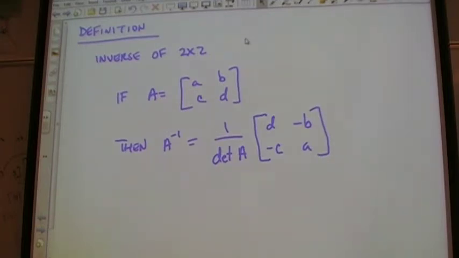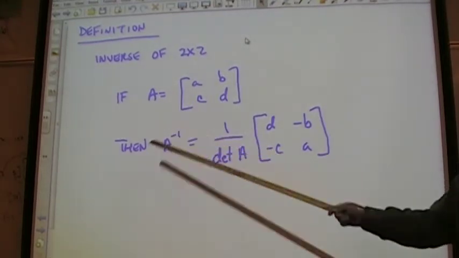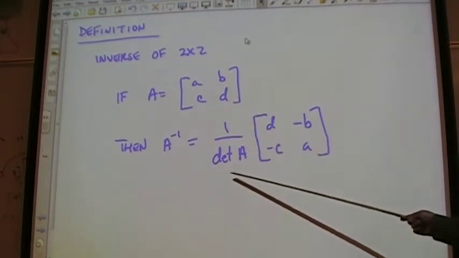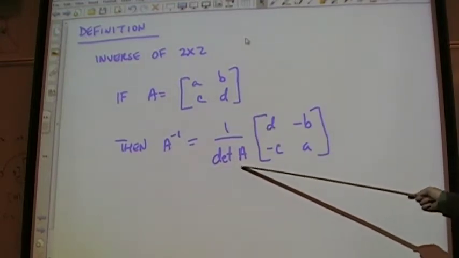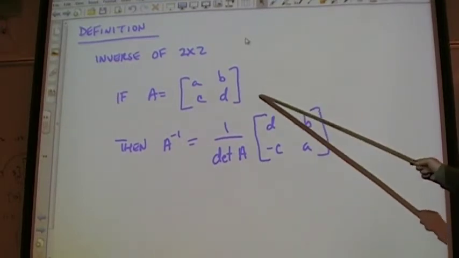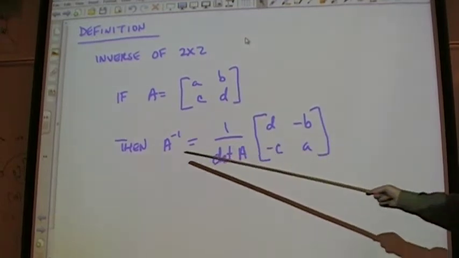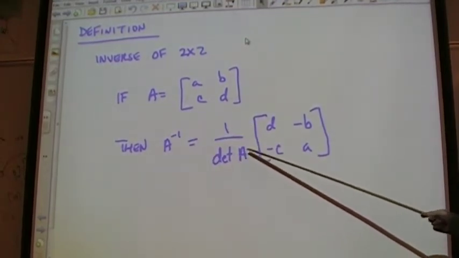Alright, so the inverse of a 2 by 2, write this down. If you have a matrix A, the same matrix we just took, A, B, C, D, then its inverse, A to the negative 1, is equal to 1 divided by the determinant. Just write it down. And then you have to alter the matrix to this.